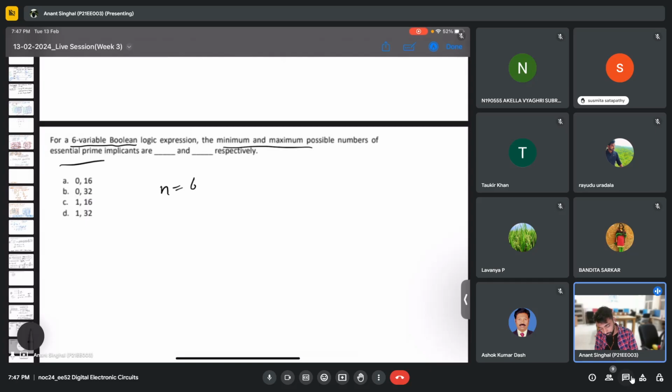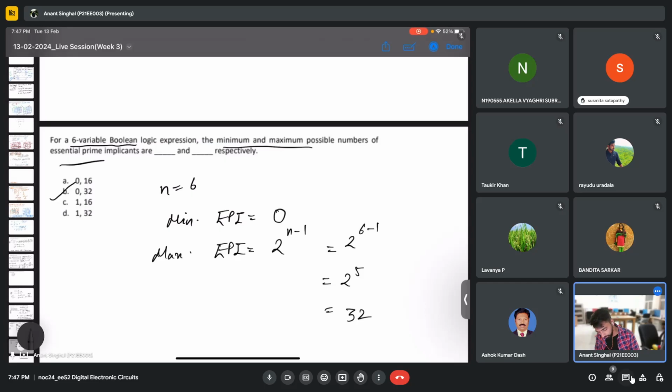So n is 6, basically the minimum EPIs will be 0 only. The maximum EPIs will be 2 raised to n minus 1, that is 2 raised to 6 minus 1, which will give me 2 raised to 5, that is 32. That will be option B. Is there any doubt in this? Fine.